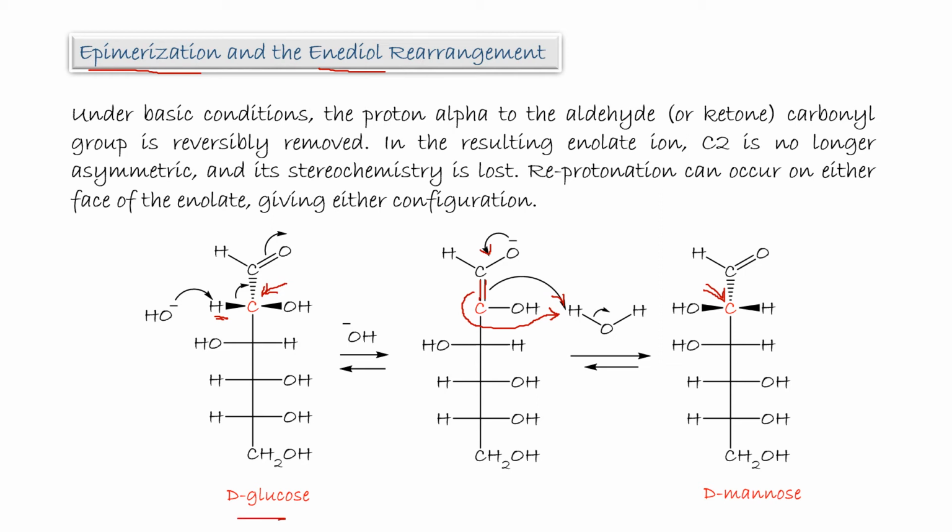We start with glucose treated with basic aqueous medium. After a while, we get a mixture of glucose and mannose. Why is that? Again, because the base will deprotonate this carbon, take this H out, and form the enolate. Then the enolate will reprotonate once again from the upper face or from the bottom face, leading to epimers.